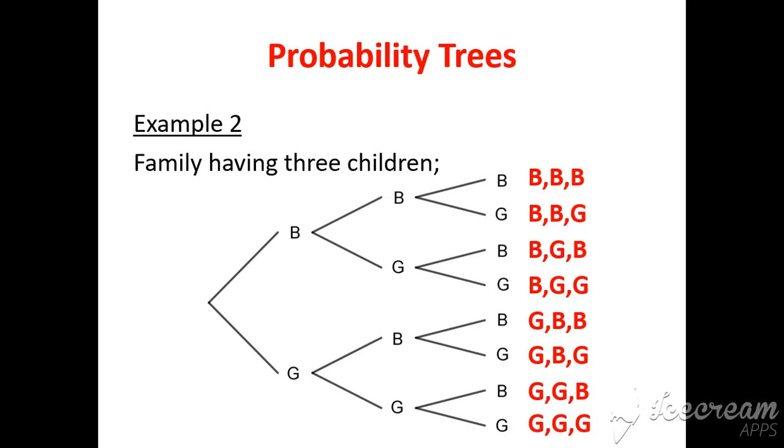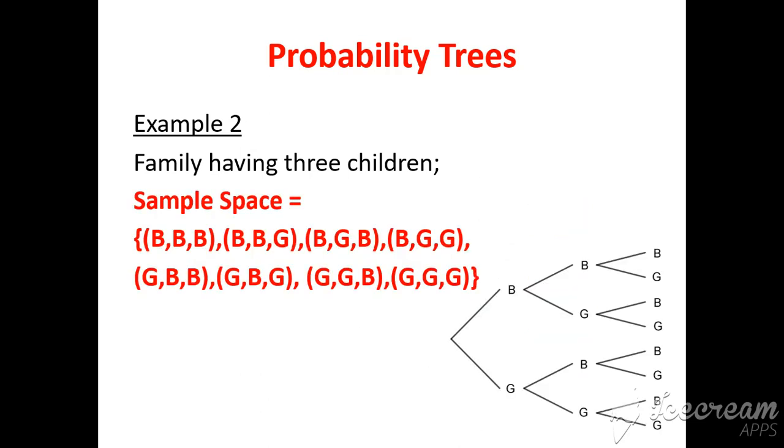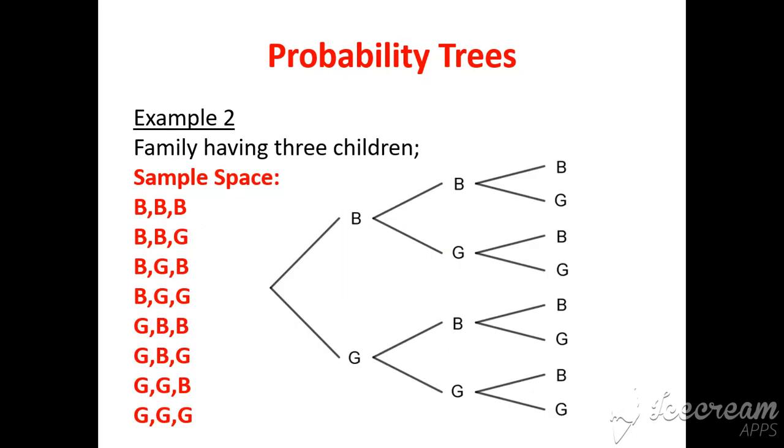So when you go to write down your 8 outcomes, you can either write it down in the proper list that we use in mathematics, or you can just write down a list like a lot of students prefer.